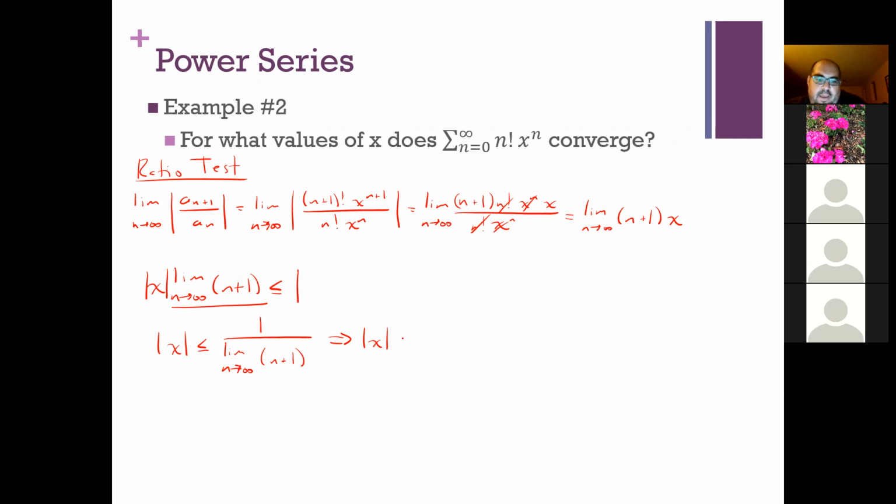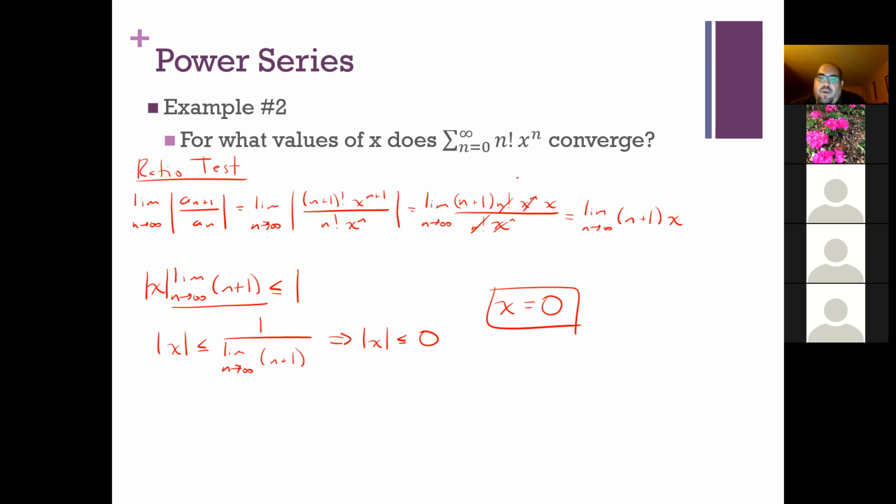Basically, the only way that this is going to converge is if x is equal to 0. Which is kind of a useless power series, because if x is equal to 0, then every term in this series is going to be equal to 0. It's not a very interesting series.